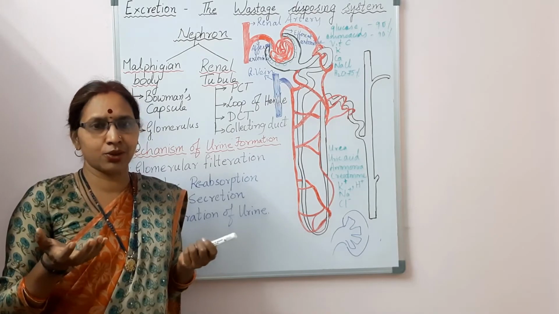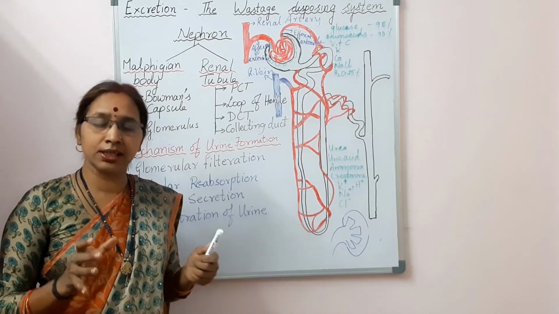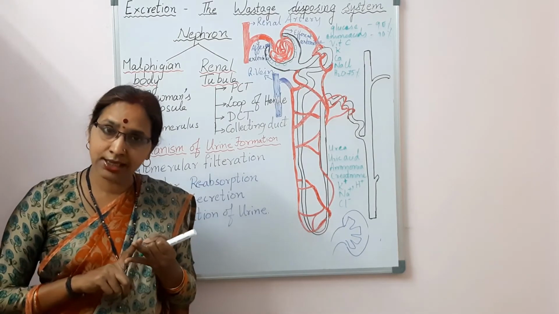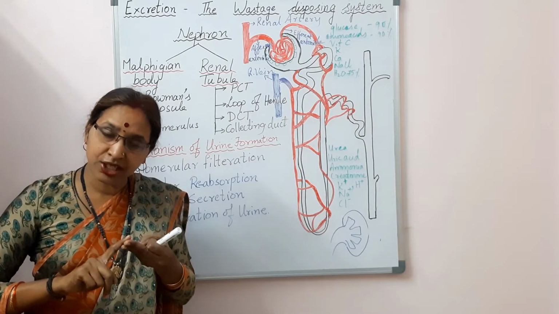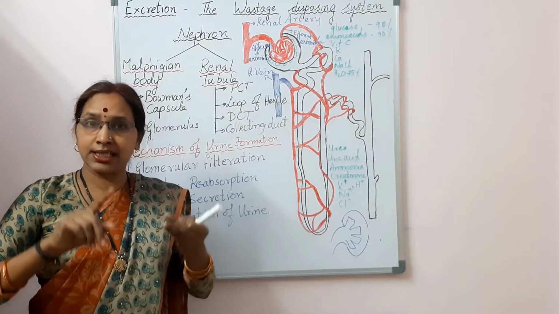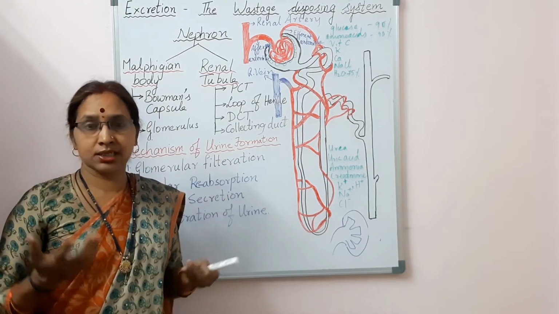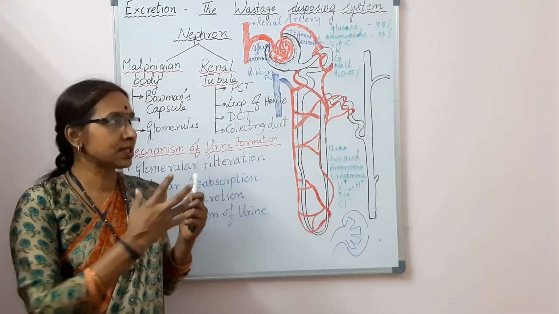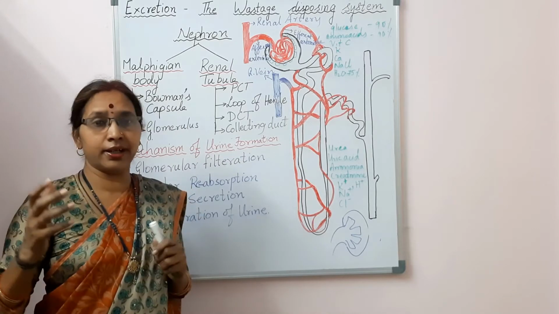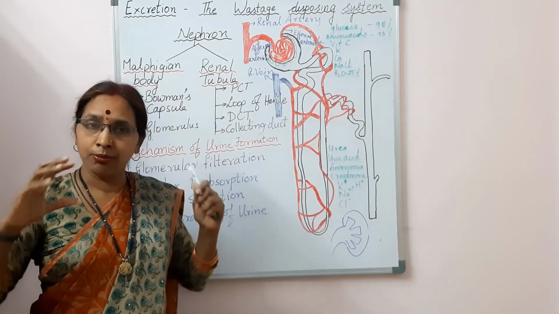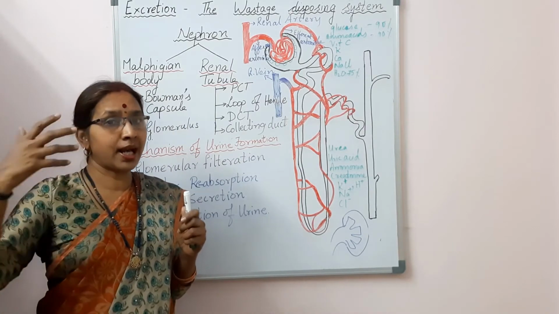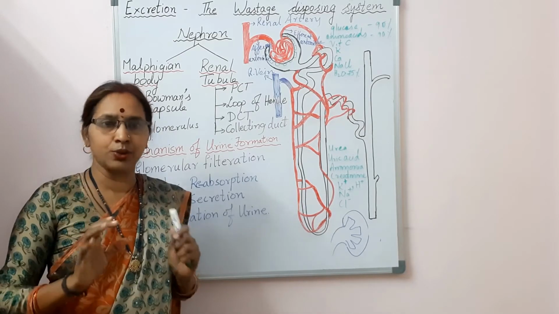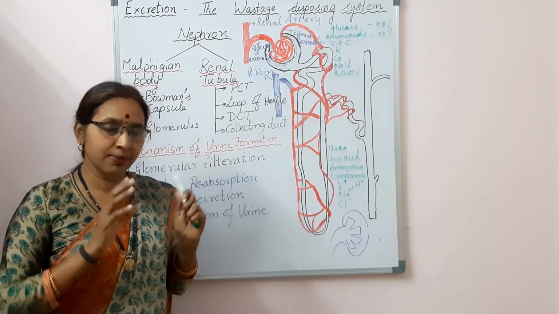What does this primary urine contain? It contains everything. It contains glucose, amino acids, and all the nitrogenous waste like urea, uric acid and ammonia. Then it contains sodium chloride, salts, potassium salts, water. Everything is present, so it is equal to blood, except that the blood has red blood cells and proteins. This primary urine does not have the red blood cells and proteins. That is the difference between blood and the primary urine.